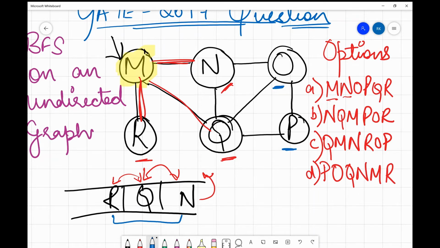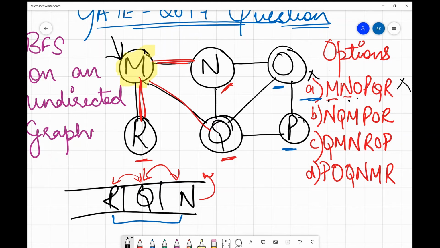So if you check the option here, we have M, then N, then O. That means this is incorrect. This is not possible, because we cannot move to the next level till the nodes in the previous level are processed, because of the logic that BFS follows. So option A is not possible.